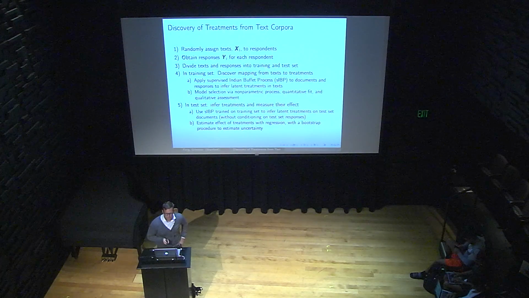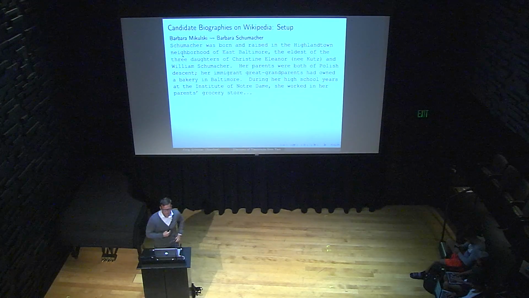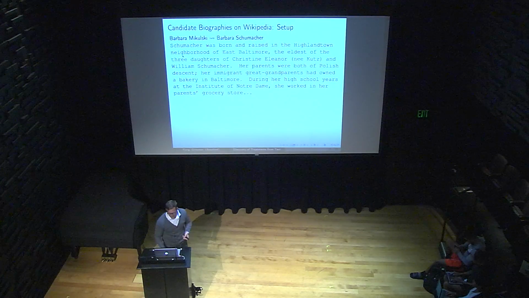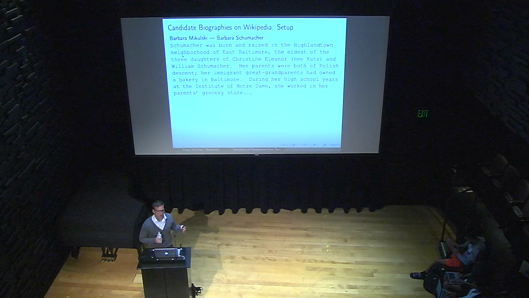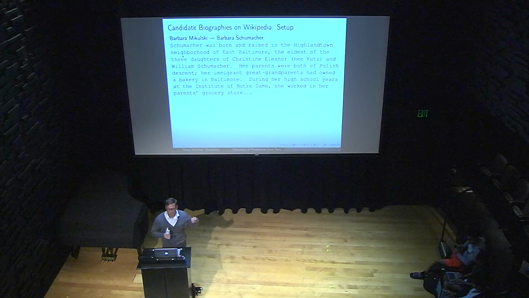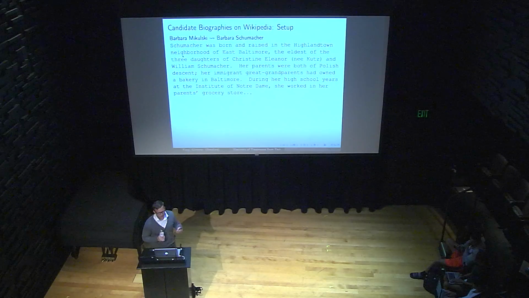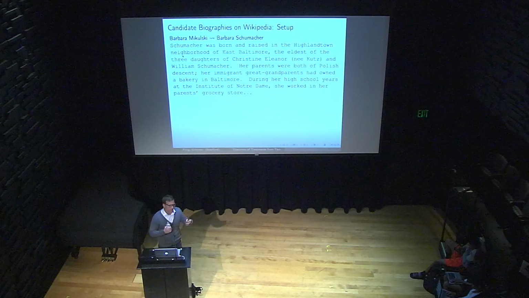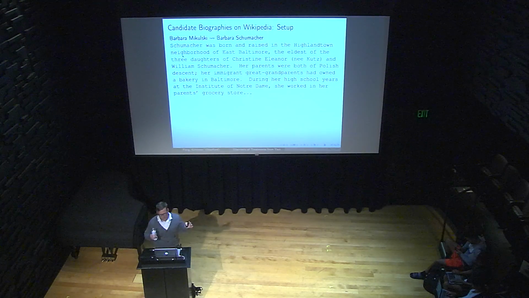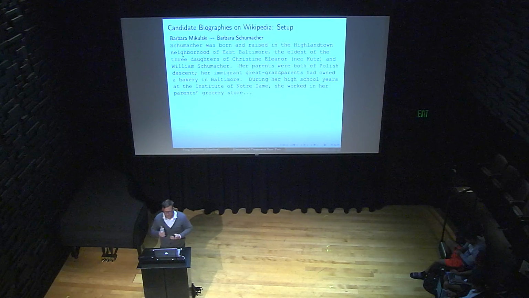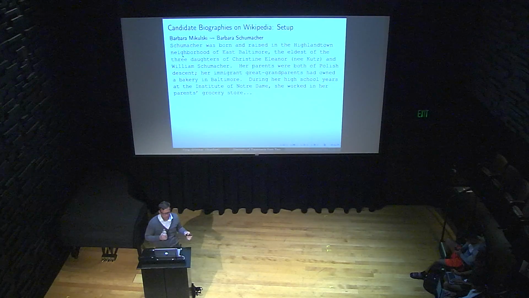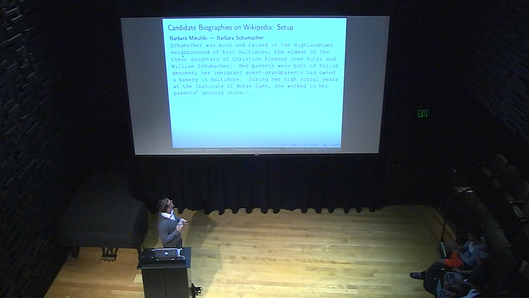Okay. So let's put this all together into an experiment that we ran. We did this with a set of candidate biographies, and we scraped these candidate biographies off of Wikipedia. This contains a great deal of information about the candidates. These are candidates from essentially a little bit before World War II until the present day. And so you have someone like Barbara Mikulski, who was a senator from Maryland.